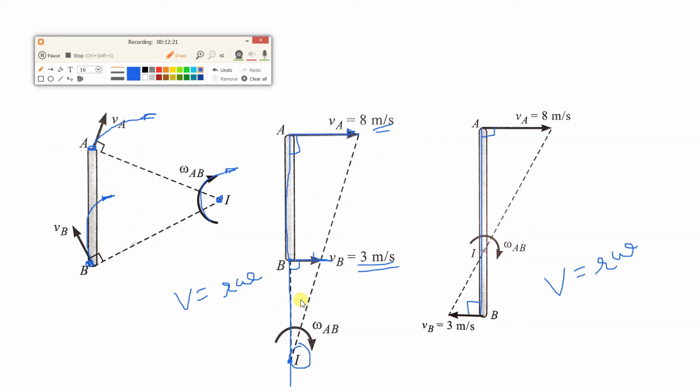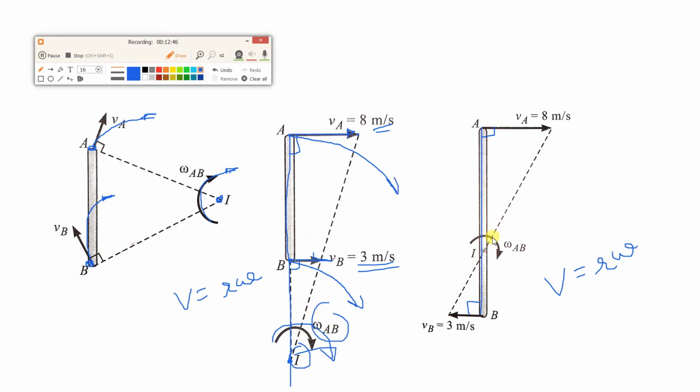Same is true in this case also. If you keep your thumb at I, keep your index finger at B and rotate it in the direction of velocity, it is clockwise. That is why this omega AB is clockwise. Same way, keep your thumb at I, keep your index finger at A and rotate your index finger in the direction of velocity, it is clockwise. That is why omega AB is clockwise.